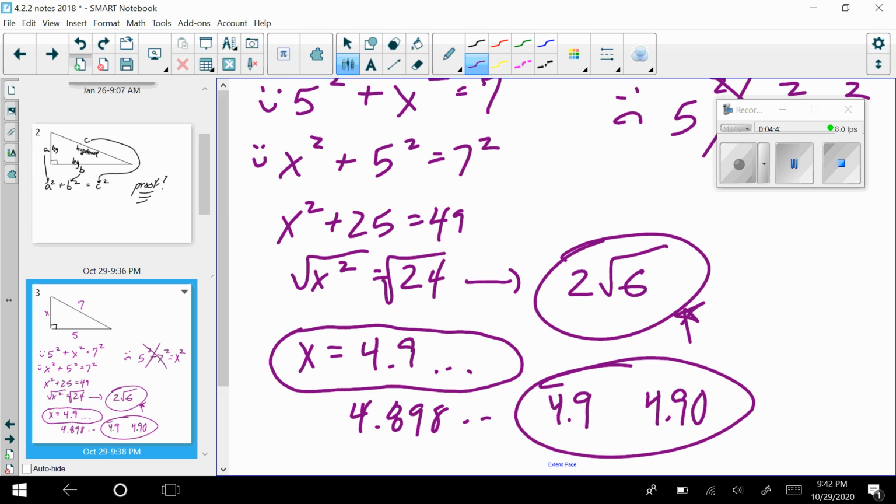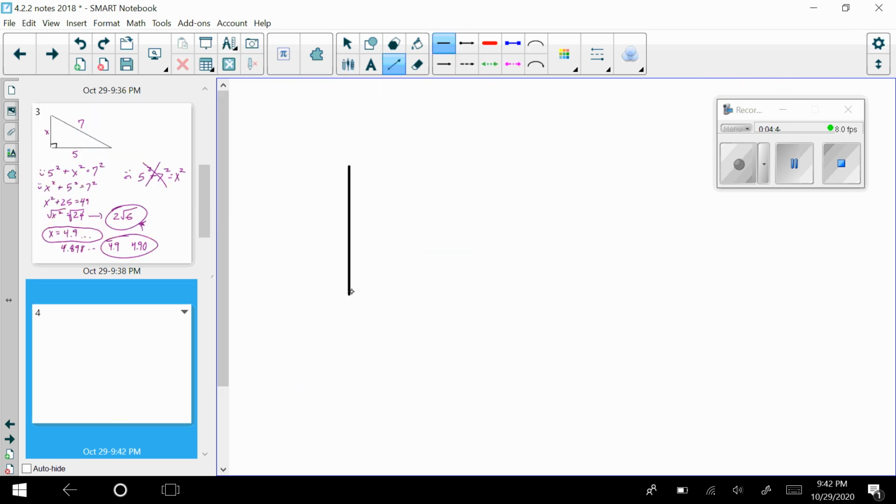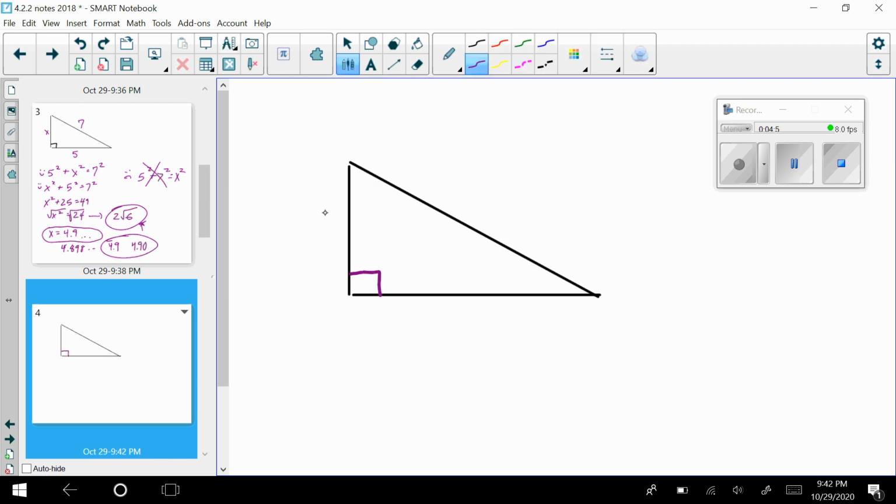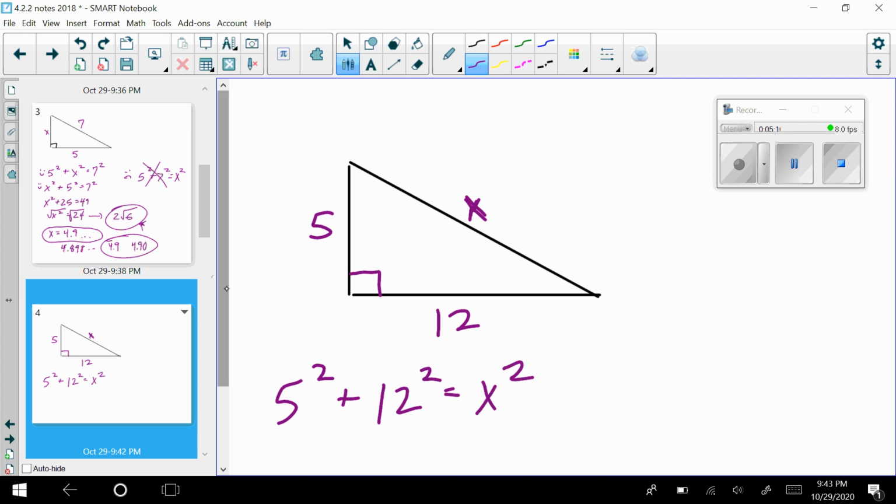Okay, let's do another one. Now, let's say we're not trying to find one of the legs, but let's say we're actually trying to find the hypotenuse. Okay, let's say this is 5 and this is 12. And if we're asking for this one, not drawn to scale, by the way, now it would be 5 squared plus 12 squared equals x squared, right? Our hypotenuse is now x.